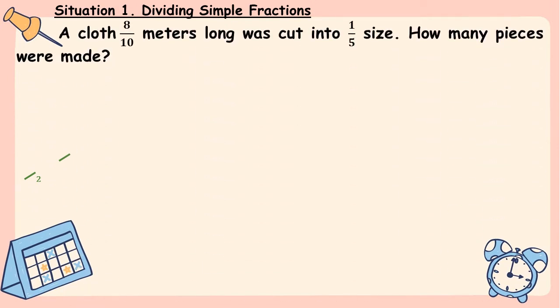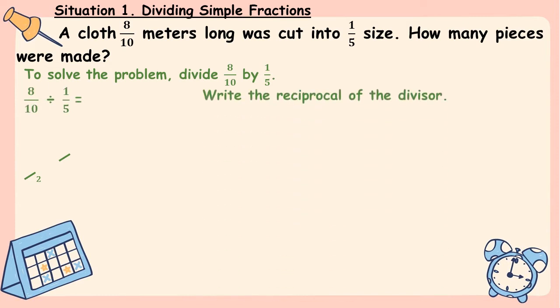Here's a problem. A cloth 810 meters long was cut into 1/5 size. How many pieces were made? To solve the problem, we have to divide 810 by 1/5. You need to write the reciprocal of the divisor. For this given, the divisor is 1/5. So we will need to find its reciprocal.